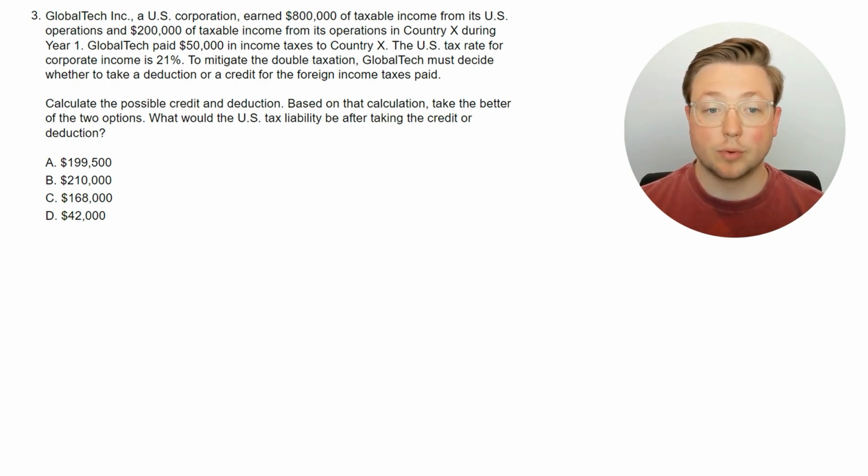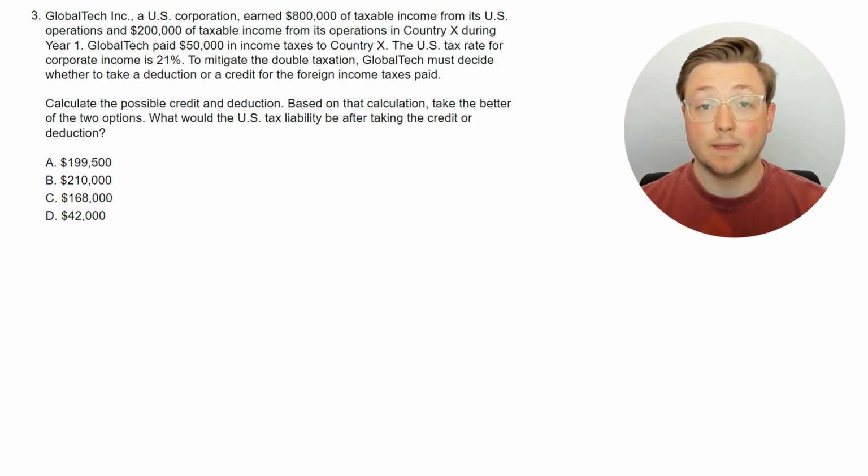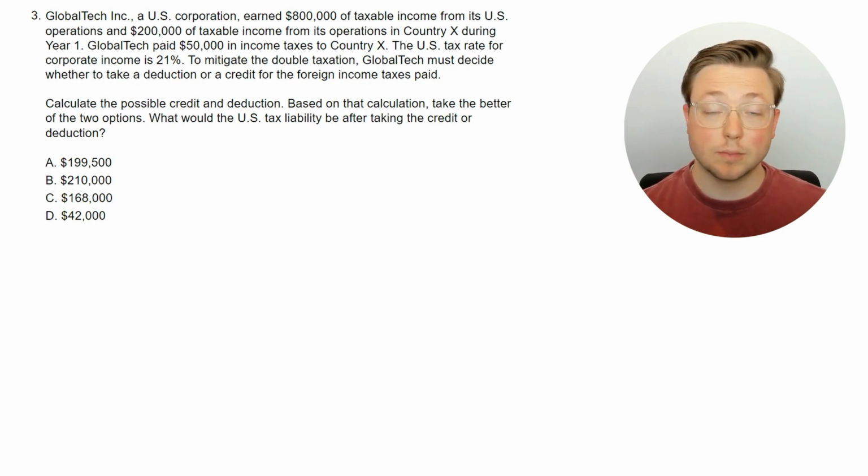The U.S. tax rate for corporate income is 21%, which, by the way, is the real number. In a lot of these videos, we don't use the actual rates or the actual numbers because they change so much, but this 21% has been around for a while. It could change in the future, but this is the current number in 2024.